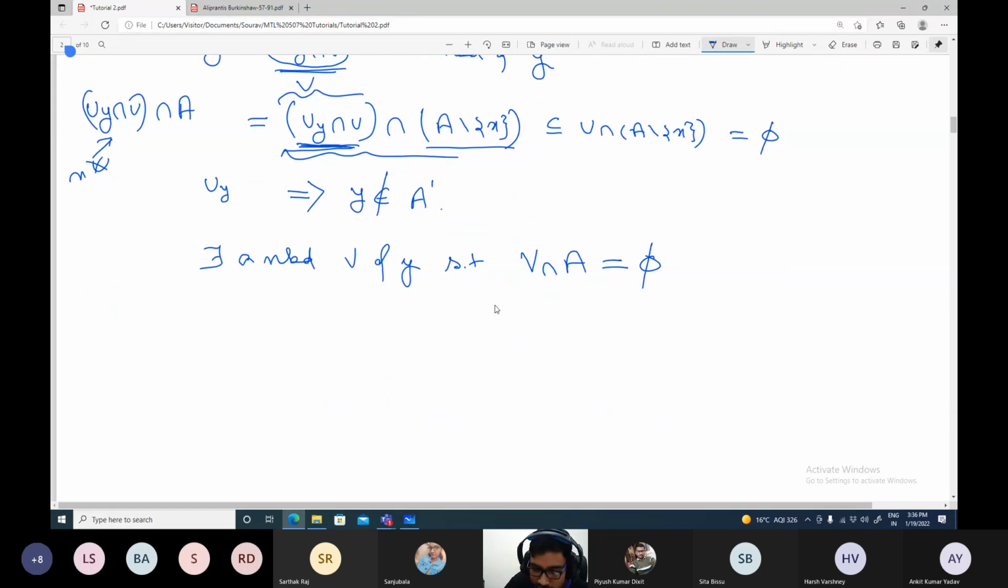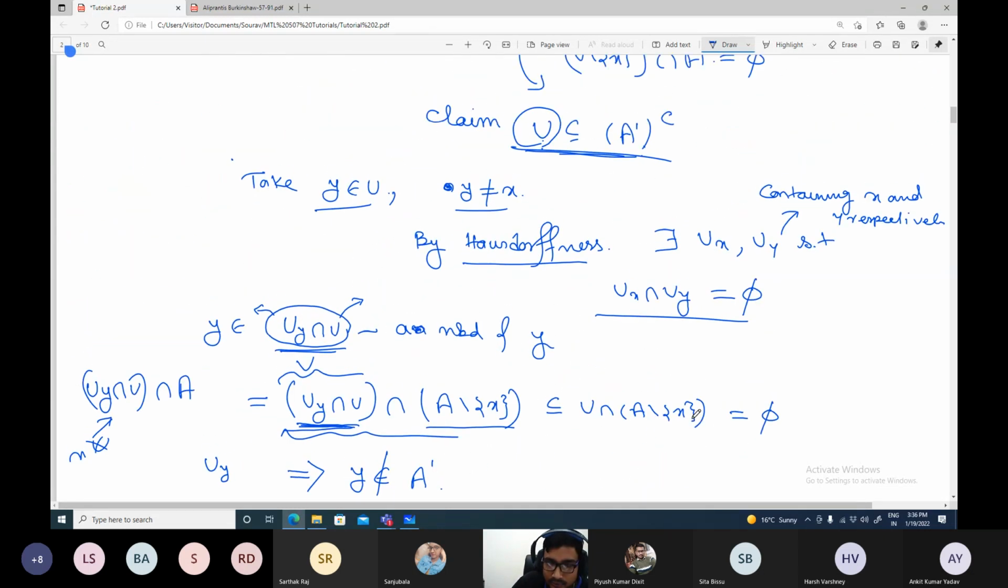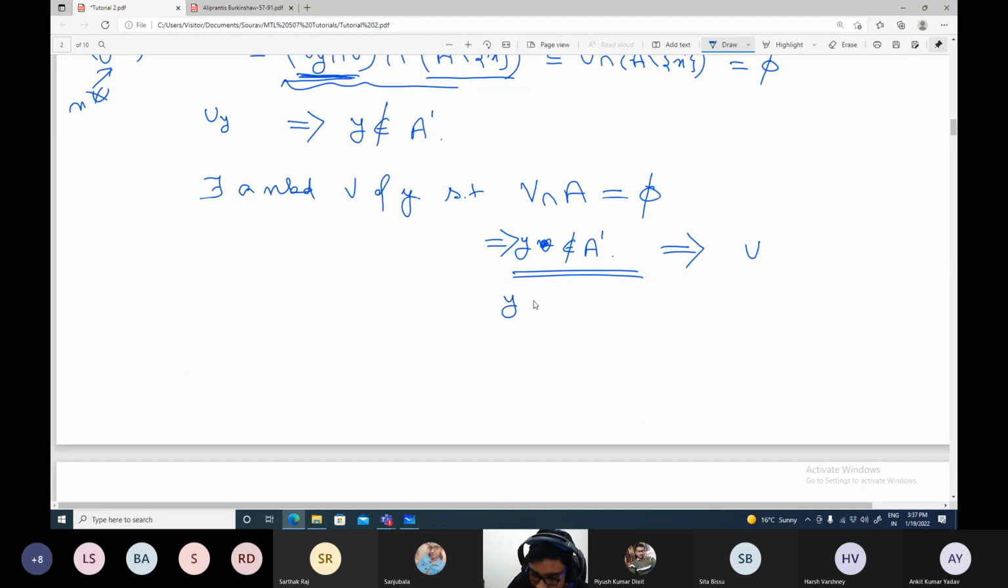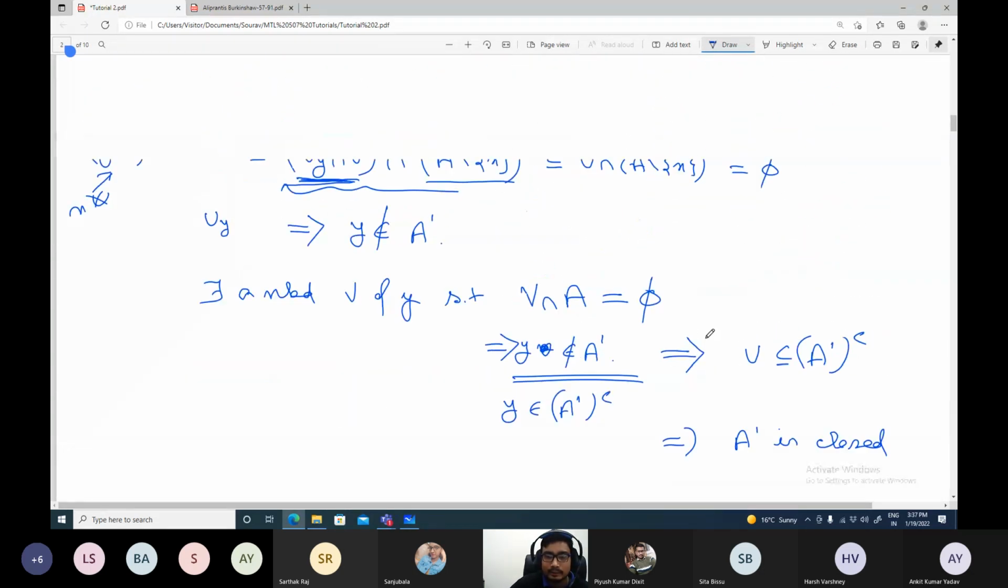Okay. तो इसमें से क्या बोल सकते हो? This implies, sorry, not V, this is Y does not belong to a derived set. Right? Is it clear? And this implies U is a subset of this one. Y was in U, now Y belongs to the derived set complement. So U is a subset of the derived set complement. So this implies a derived set is closed.